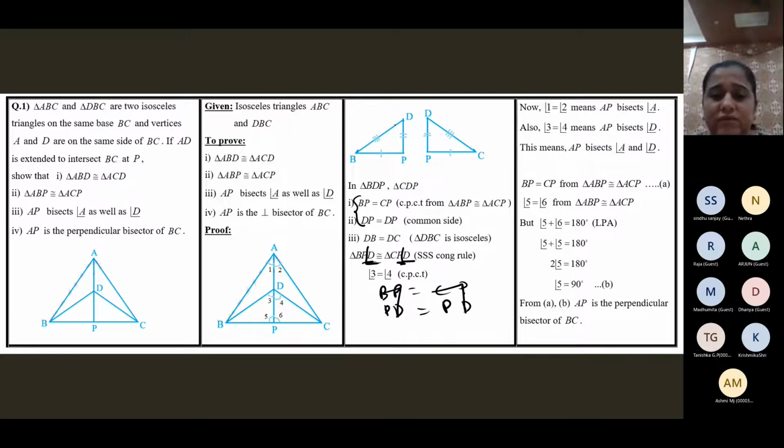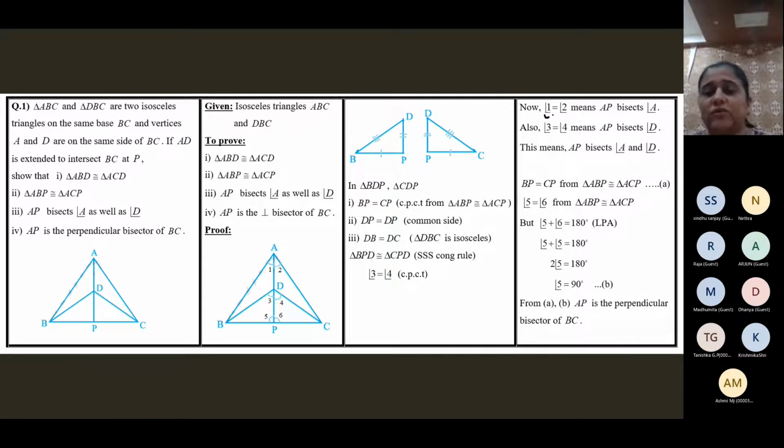So this is the angle D of the first triangle. This is the angle D of the second triangle. Angle D of the first triangle, angle D of the second triangle. So that means angle 3 is equal to angle 4. This is angle 3, this is angle 4. Angle 3 is equal to angle 4, CPCT. So you proved that angle 3 is equal to angle 4.